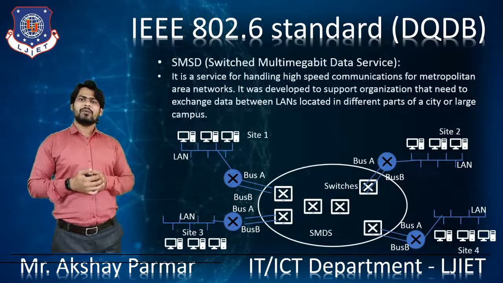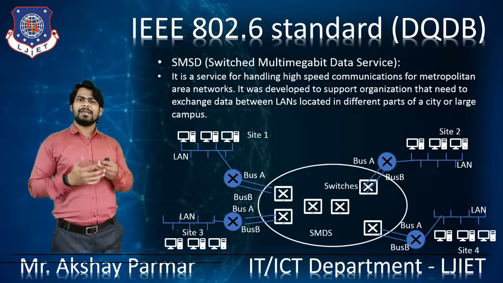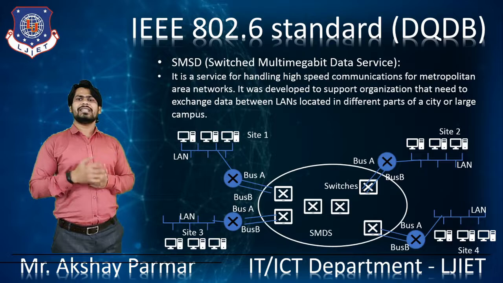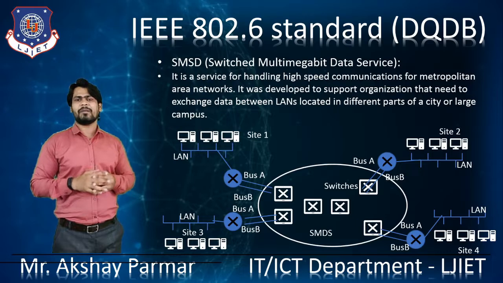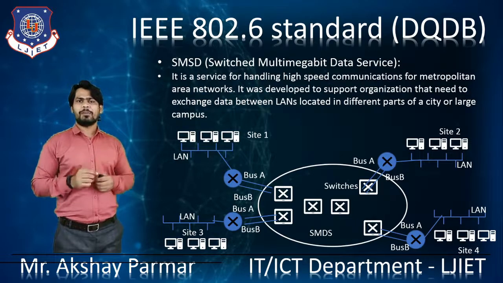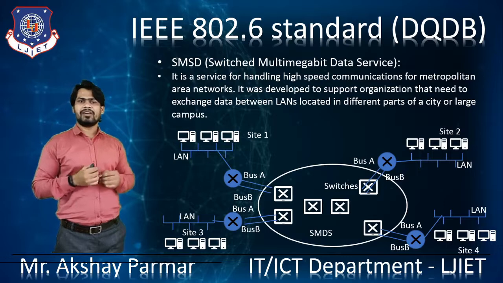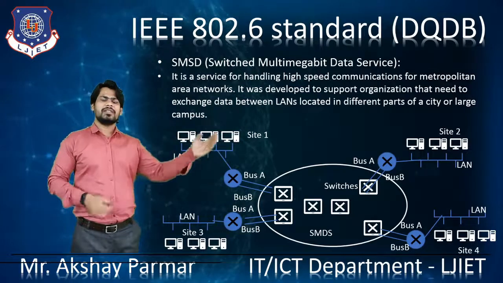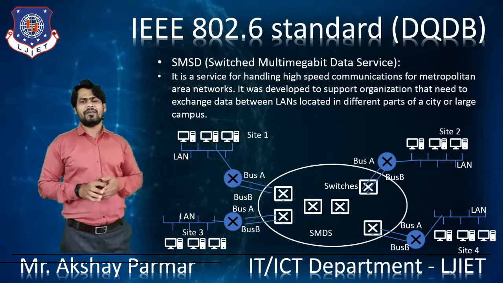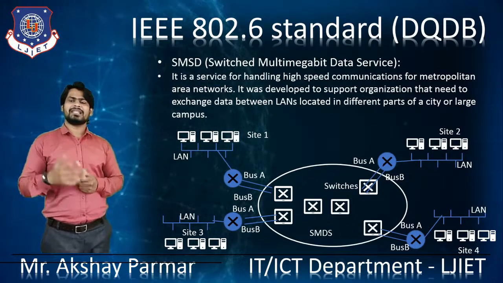So let's see how the DQDB is working. The SMDS, the Switched Multi-megabit Data Service, right? So it is a service for handling high-speed communication for the metropolitan area network, right? It was developed to support organizations that need to exchange data between LANs located at different parts of the city or large campuses, right? As you can see, there are 4 sites there: site 1, site 2, site 3, and site 4, right? Which are distributed at different locations in the city or in large campuses, right?